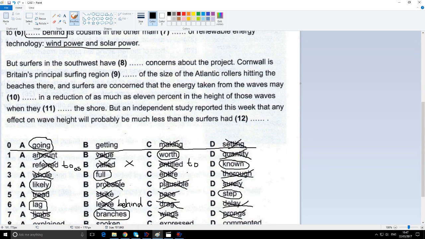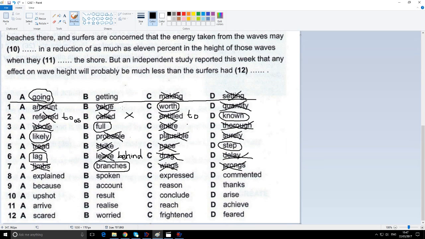Okay, coming on to number 8, but surfers in the southwest have something concerns about the project. So they have explained concerns, spoken concerns, expressed concerns, or commented concerns. Now, you don't comment concerns, you don't speak concerns, you don't explain concerns, you really don't. You only express concerns. It is a collocation here. I'm afraid there's not much else I can say in the way of an explanation, but you do not use any of the other words with the word concern.